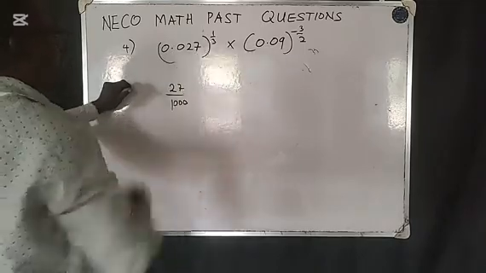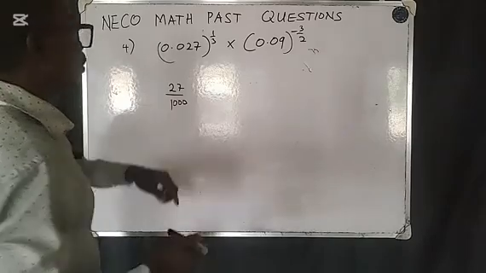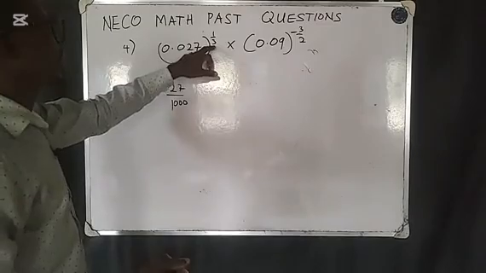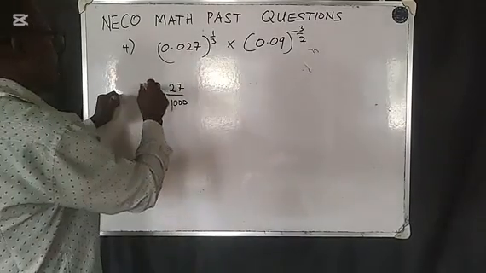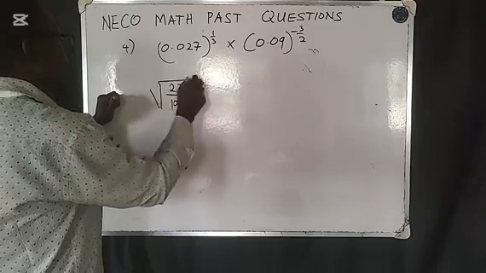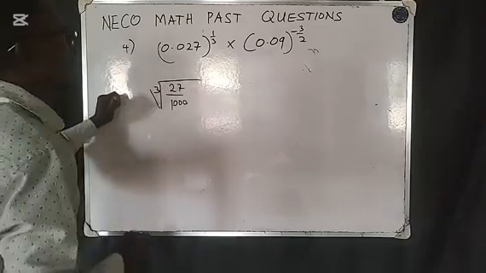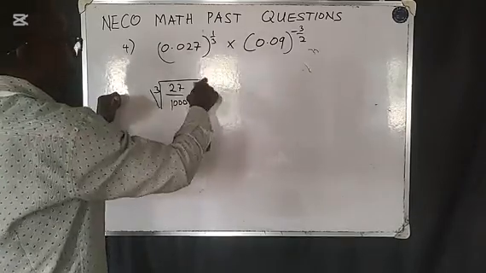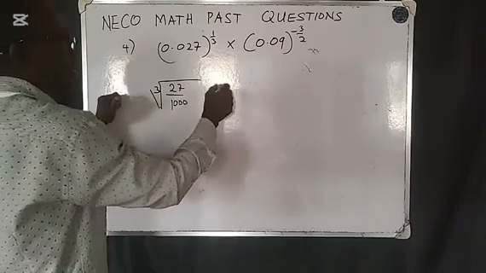This is fractional power law. Now let's apply fractional power law. Fractional power is roots according to the denominator. The denominator is 3, so it will be the cube root. Then squared, the bracket raised to the power of 1. But because it is 1, we don't need to write it.